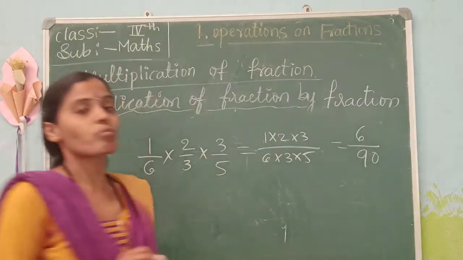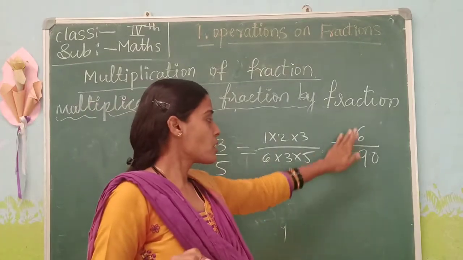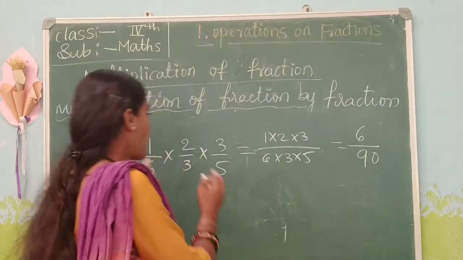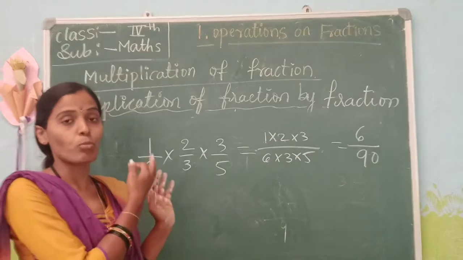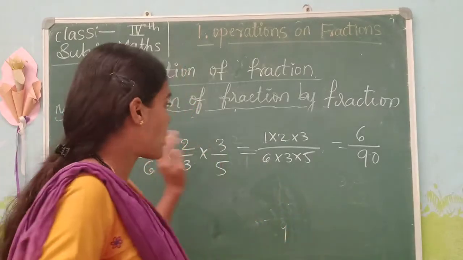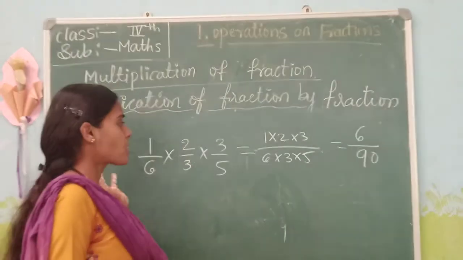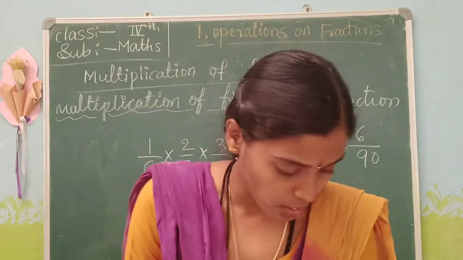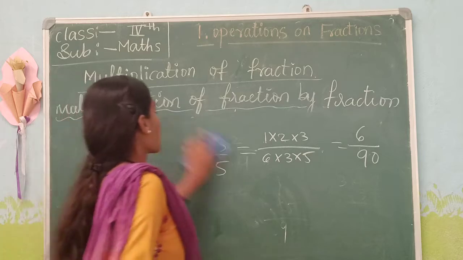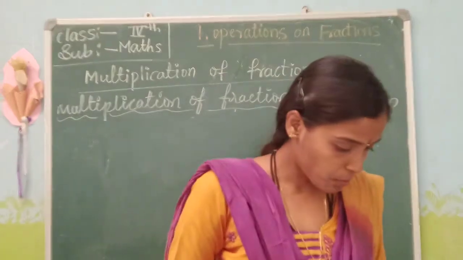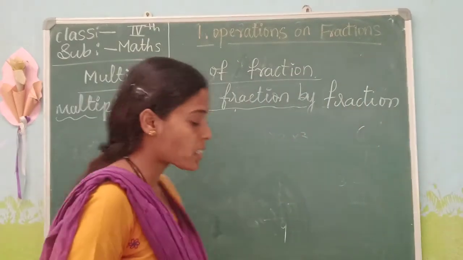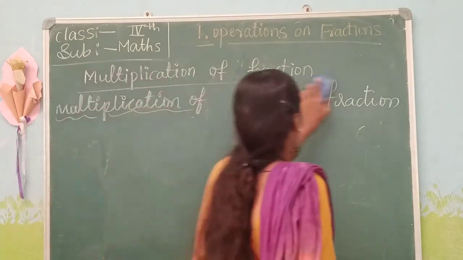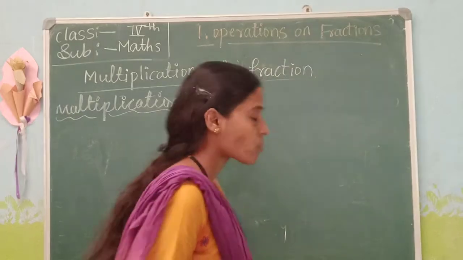Now the answer is 6 by 90. Okay. Clear to you now? When there are 3 fractions or more than 2 fractions, there is the same way of multiplication, numerator by numerator and denominator by denominator. Then next one is multiplication of mixed fractions.